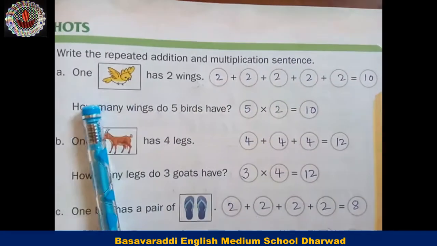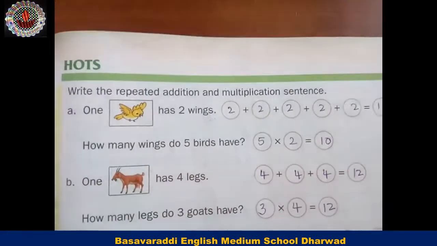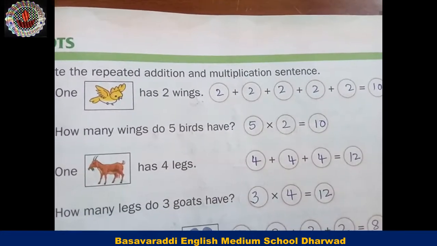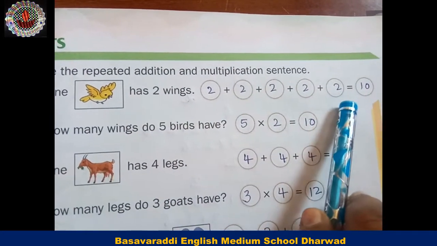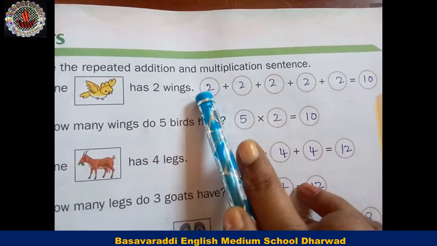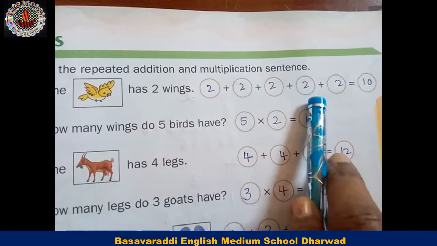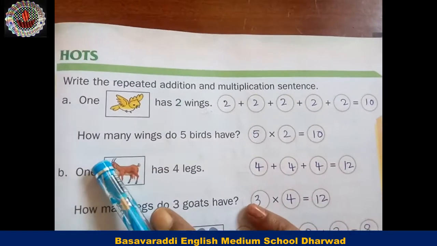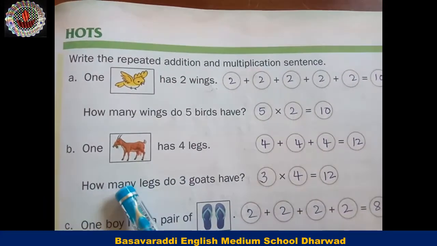Here there is one bird. The one bird has 2 wings. Here is a fill in the blanks. 2 wings means 2 plus 2 plus 2 plus 2 plus 2. That is 5 groups of 2 wings, so 10. How many wings do 5 birds have? 5 times 2 is 10.